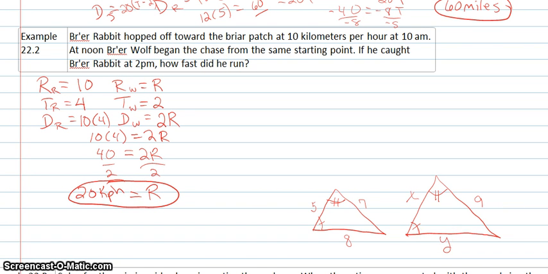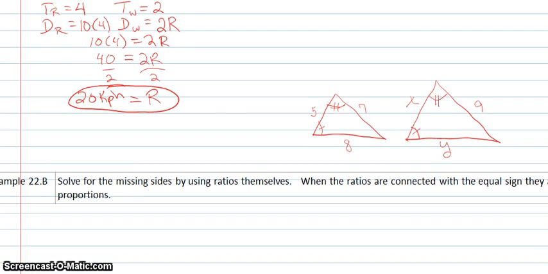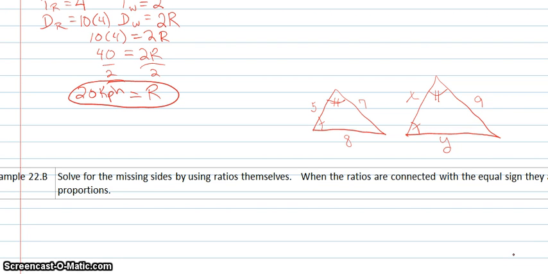Alright, our last example, we're looking at similar triangles. It says solve for the missing sides by using ratios themselves. When the ratios are connected with equal signs, they are proportions. So we see that 5 is related to x, and 7 is related to 9, and 8 is related to y, because they're in between the same angles on the different triangles.